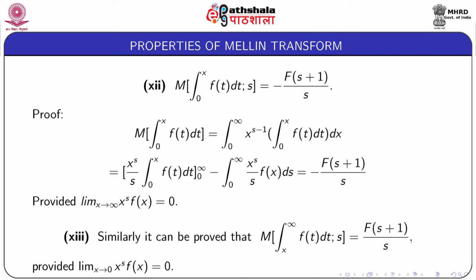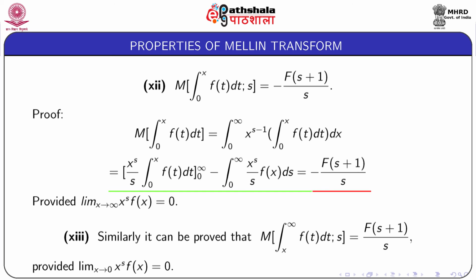Next is to find the Mellin transform of integral 0 to x f(t) dt. That has to be equal to minus capital F(s plus 1) divided by s. To prove this, we start with the Mellin transform of integral 0 to x f(t) dt. This is given, according to the definition of Mellin transform, by integral 0 to infinity x to the power s minus 1 integral 0 to x f(t) dt dx. If we integrate this by parts, then we obtain x to the power s by s integral from 0 to x f(t) dt evaluated from 0 to infinity minus integral from 0 to infinity x to the power s by s into f(x) dx.